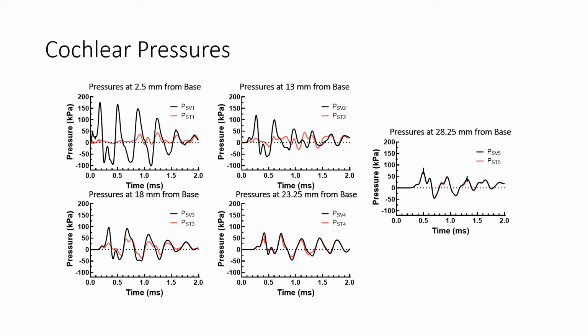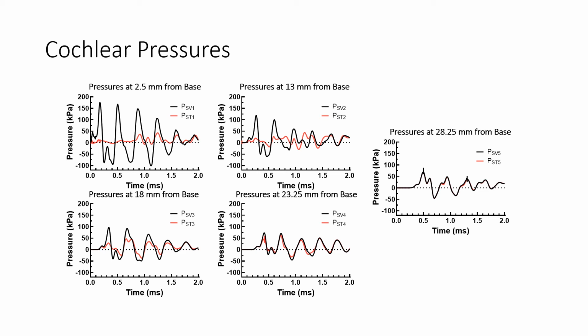These plots show the pressures across the basilar membrane at different distances from the base of the basilar membrane. The black lines indicate the pressure in the scala vestibula, while the red lines are the pressure in the scala tympani. At 2.5 mm from the base, the pressure in the scala vestibula is significantly higher than the pressure in the scala tympani. As the pressure waves travel further into the cochlea, the pressures across the membrane begin to equalize, until at 28.25 mm from the base, the pressures on both sides of the membrane are nearly equal.